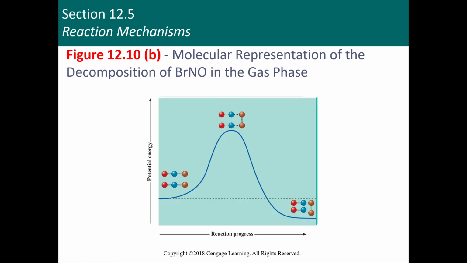Right here, this is a graphical representation of those formulas. See, those are the Brs right here. To have the reaction take place, these have to collide and merge together close enough to bond. That's going to, of course, suck up a lot of energy to do. And this is then going to release energy when they break these single bonds here and finish forming this bond here.